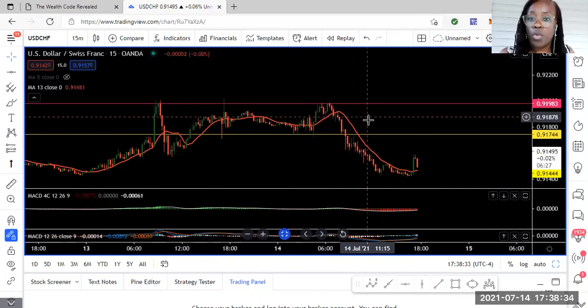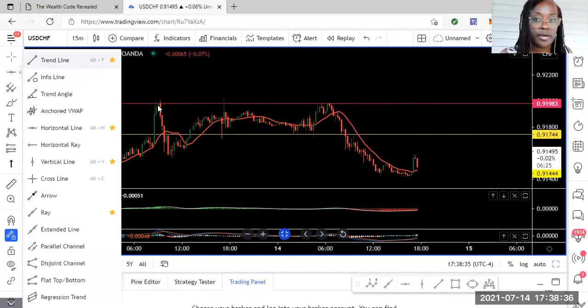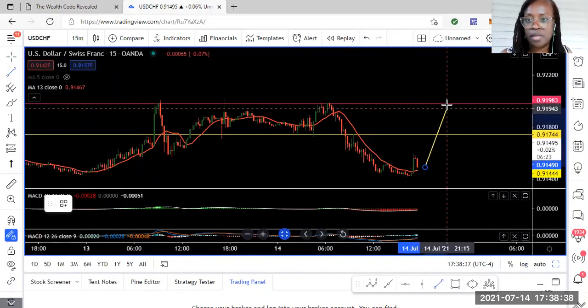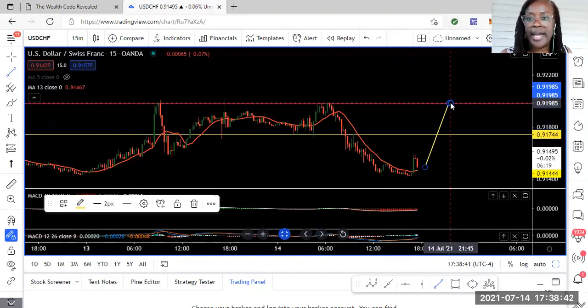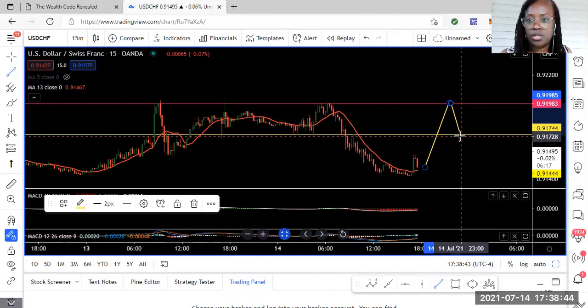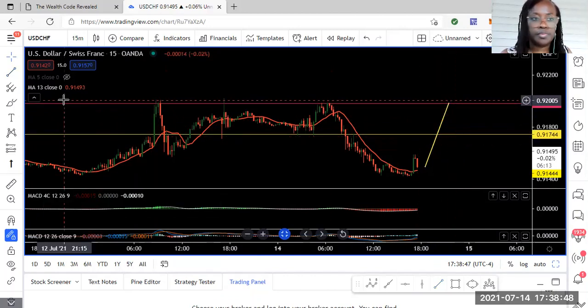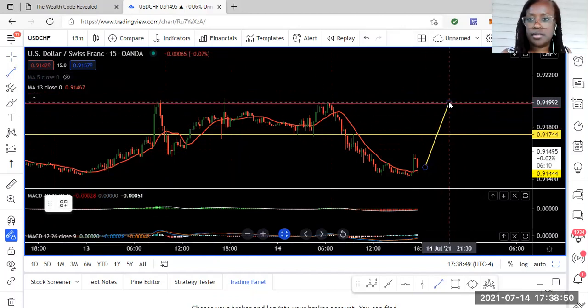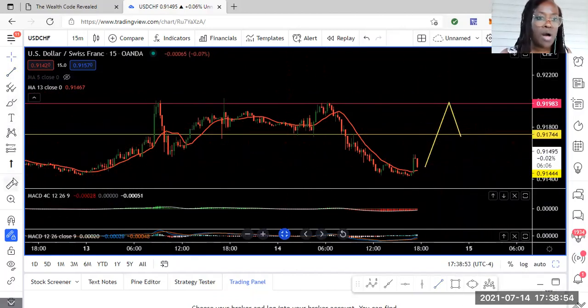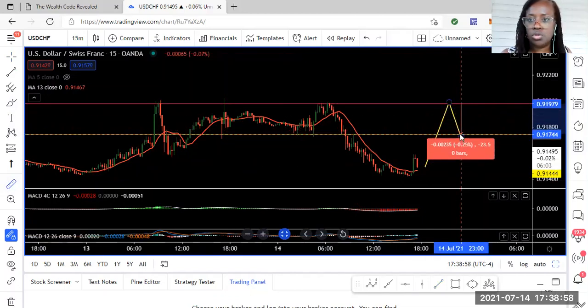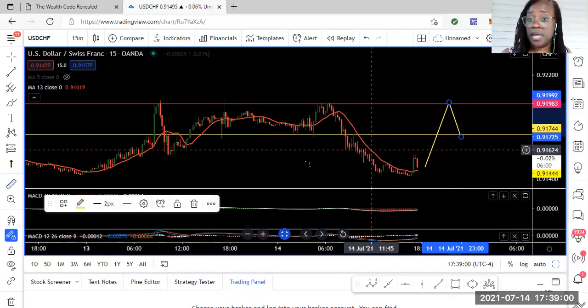All right. So when price comes up to this point here, I'm looking for price to test this area and drop. And then I'm going to take it to the next structural point, which is right here. Okay. There we go. So how many pips is that potentially? Potentially 23 pips. Awesome and incredible.